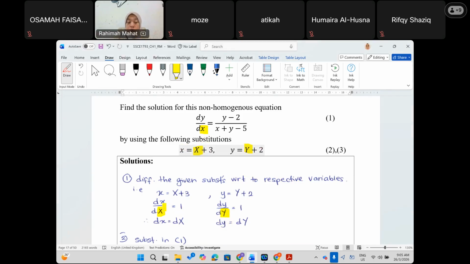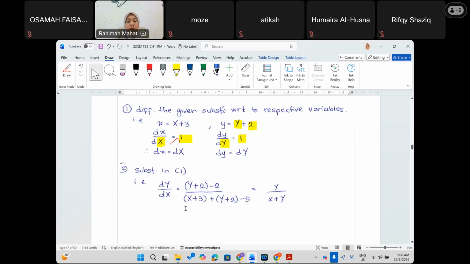Okay. So dx over d capital X is equal to, this one you differentiate. X you will get 1. And the constant is 0. And y you get 1. And this one is 0. So you bring your dX to the other side. So you get dx equal to dX. And dy is equal to dY.